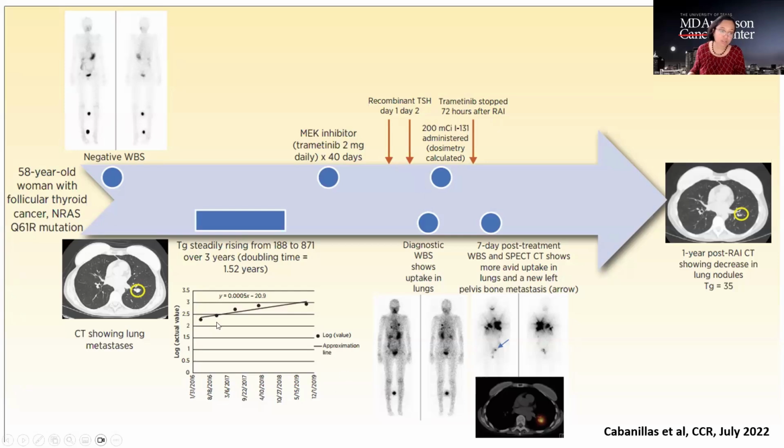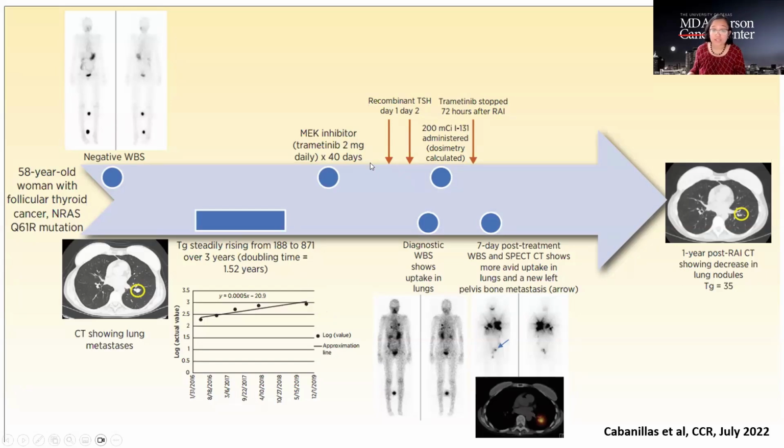So every 6 to 7 months, they had scans and blood work. And you see that the thyroglobulin, that's the tumor marker, was growing surely but steadily. It grows from 188 to 871 over 3 years. So clearly the cancer grew, but it took 3 years.